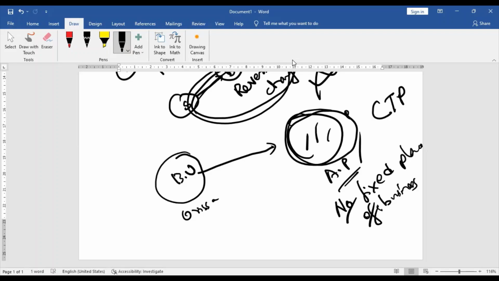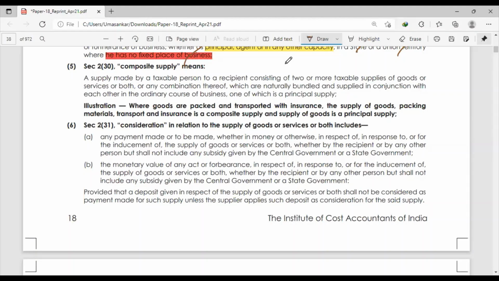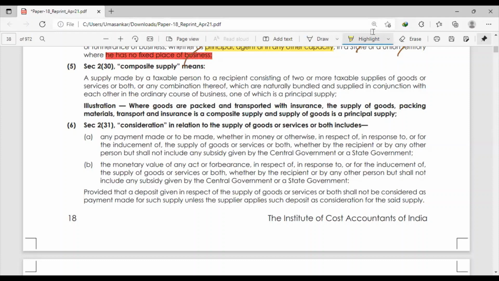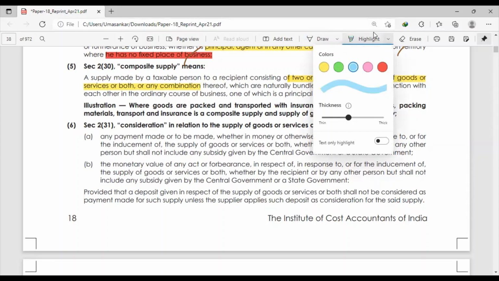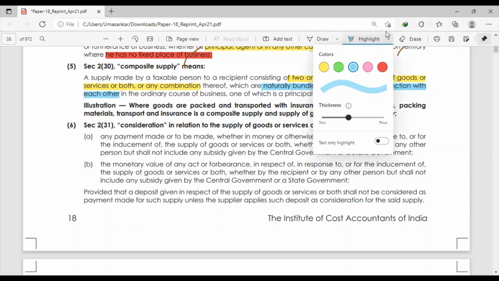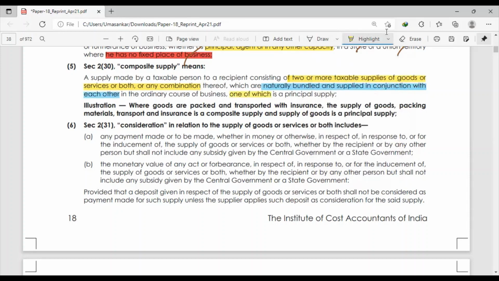Next, composite supply. What do you mean by composite supply? Composite supply means a supply made by a taxable person to a recipient consisting of two or more supplies of goods or services or both, or any combination, which are naturally bundled and supplied in conjunction with each other in the ordinary course of business, one of which is a principal supply. What do you mean by that? One of which is a principal supply.